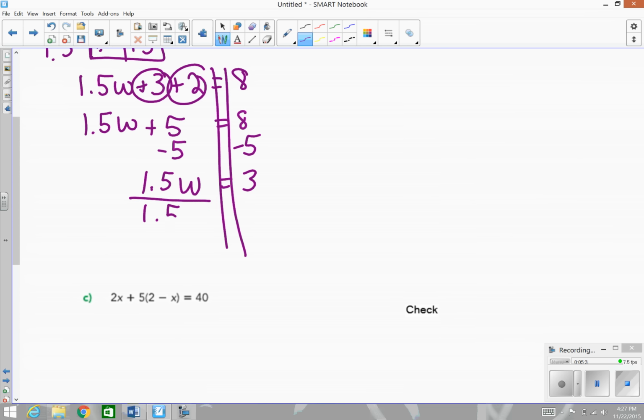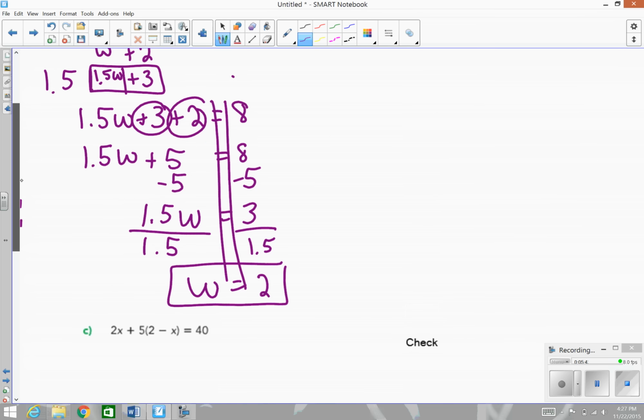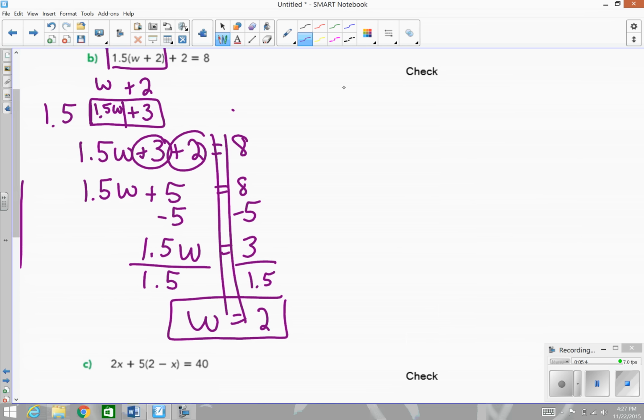Divide by 1.5. 1.5 goes into 3 2 times. So that's our solution, and as always we want to check. I'm going to rewrite my original, and plug in my answer.